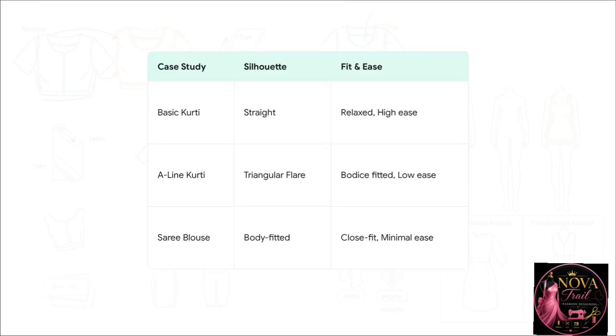Let's actually apply this framework to some real-world examples from the source material. First, the basic kurti. It features a straight silhouette, a very relaxed fit, and high ease because it's meant for daily home movement. Then we have the A-line kurti, which offers a fitted bodice with a triangular flare, often using princess seams. But then look at the sari blouse. That represents extreme technical requirements. It demands a precision fit, minimal ease, and multiple structural darts because it basically acts as a foundation garment for festive wear.